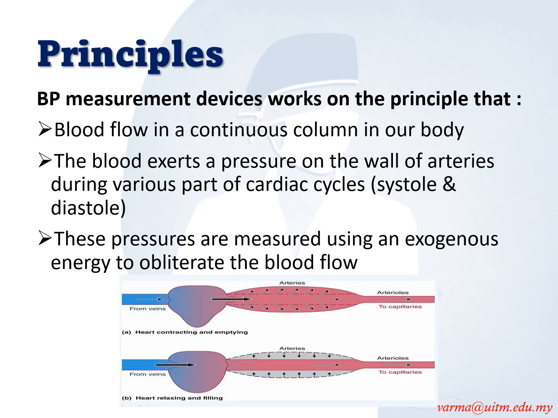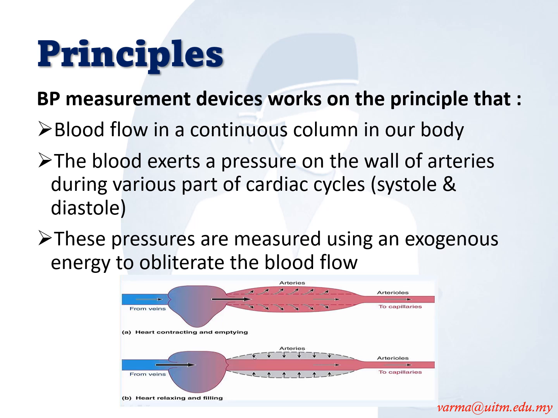The blood pressure measurement devices work on the principle that blood flows in a continuous column in our body, and the blood exerts a pressure on the wall of arteries during the various parts of the cardiac cycle, systole and diastole. The pressure exerted by the blood on the wall of arteries is not the same throughout the cardiac cycle. Bear in mind, these pressures are measured using an exogenous energy to obliterate the blood flow. Let me clarify this again. So, when our blood is flowing in a blood vessel in a continuous column, they do exert a certain amount of force on the wall of the arteries.